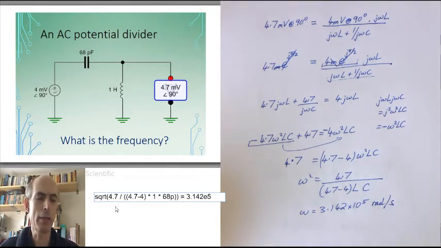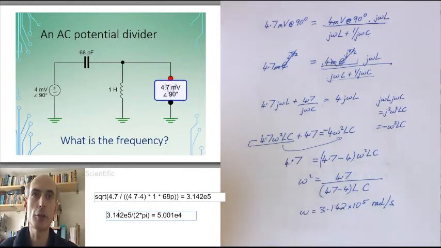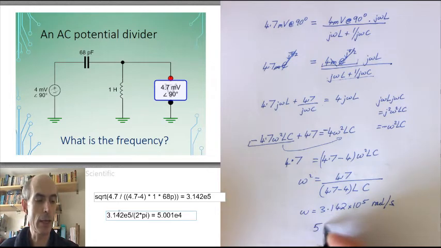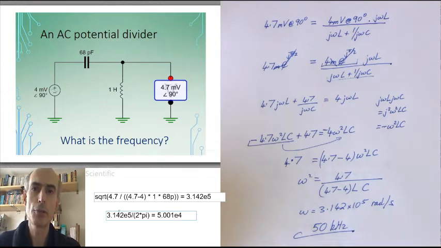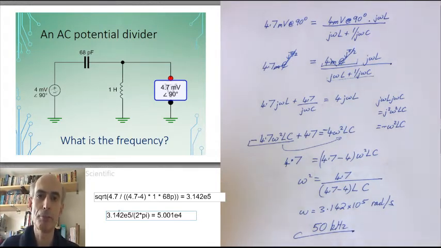And you could leave it like that, but most people, when they quote frequencies, quote the frequencies in terms of hertz. So if I took this result, 3.142 exponent 5, divided it by 2 times pi, I would convert it to a frequency in hertz, and the answer would be 5 times 10 to the power of 4, otherwise known as 50 kilohertz. So the answer, this circuit must be going at 50 kilohertz.